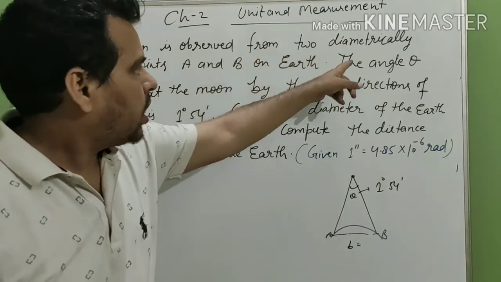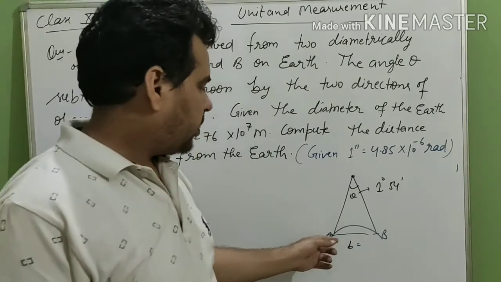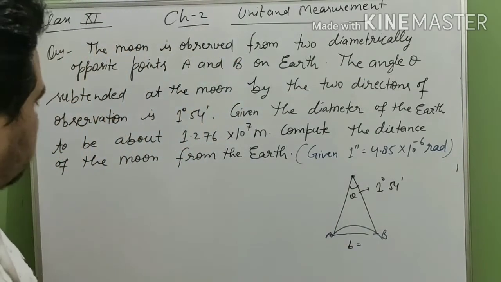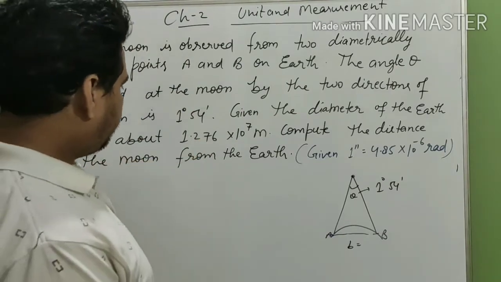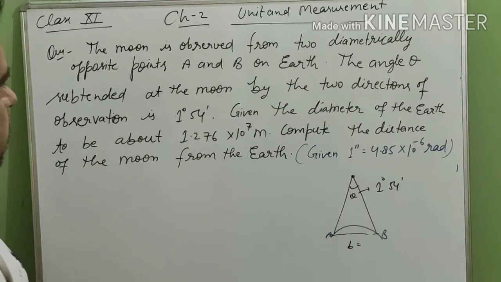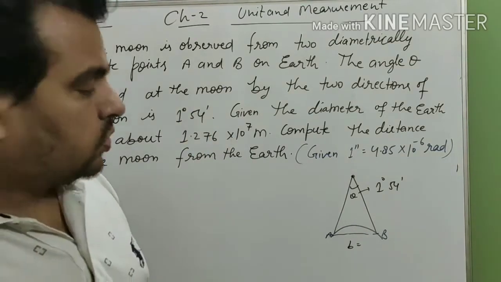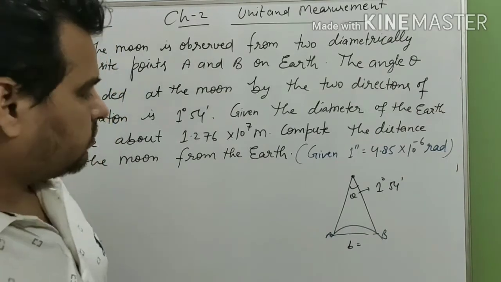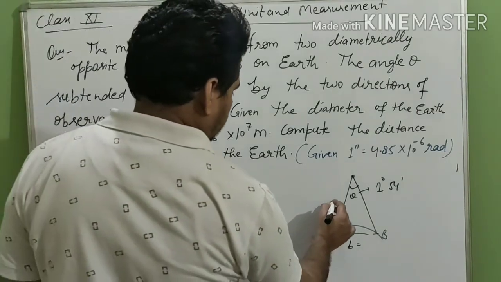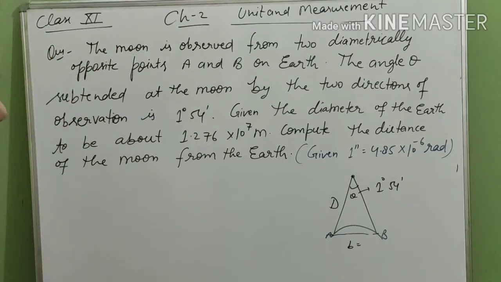Two diametrically opposite points means both points lie on the diameter of the earth, whose value is given as 1.276 into 10^7 meters. So compute the distance of the moon from the earth. Did you understand the question well? This distance you have to compute. So for this, what do we have to do?